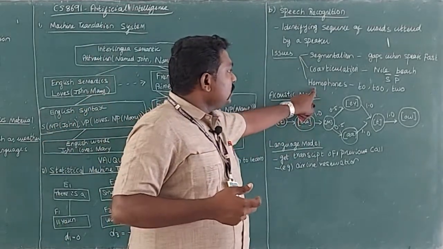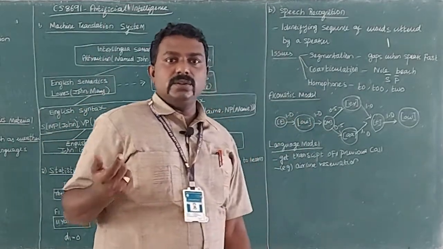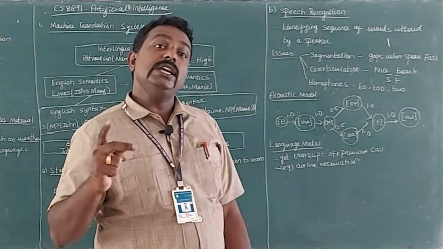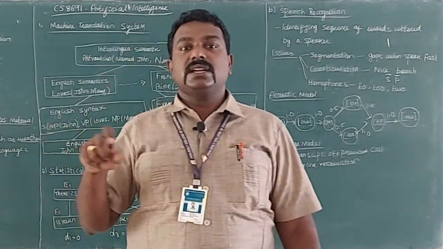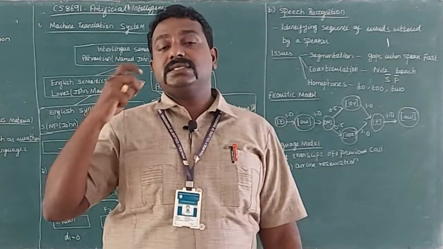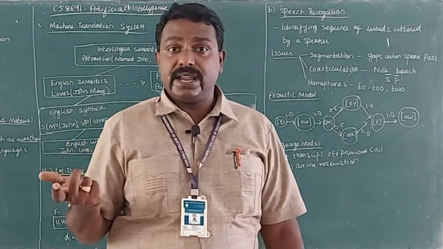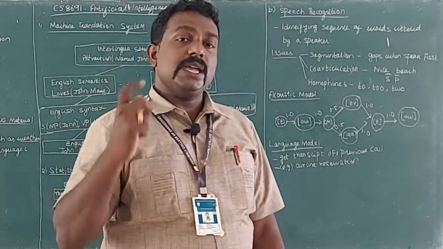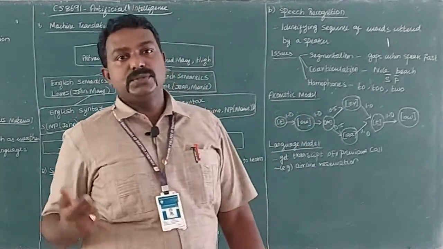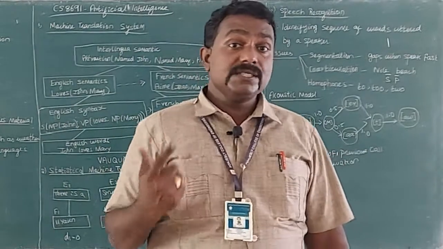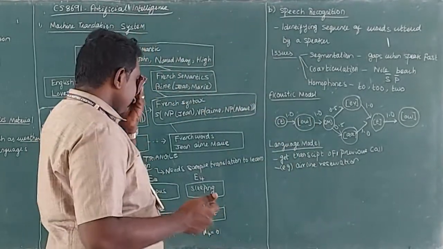Then the last one is homophones. You already know homophones, like "to", T-O, "too", T-O-O, then "two", T-W-O. All these words are different, but they sound the same, right? That kind of words you call homophones. So these issues normally occur when you do speech recognition.